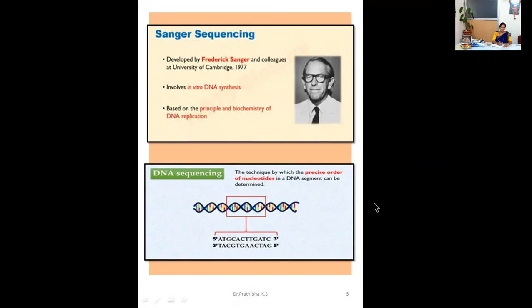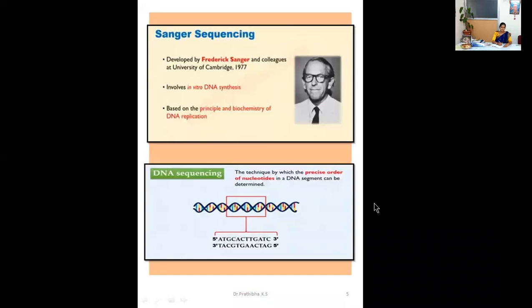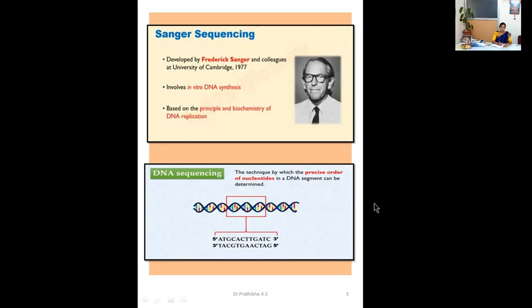Now let us go through some more details about Frederick Sanger sequencing. Sanger and co-workers in the year 1977 at the University of Cambridge invented a new method for DNA sequencing through enzymatic polymerization, so it can also be known as enzymatic DNA sequencing. It basically revolutionized DNA sequencing technology. This is the most popular method of sequencing, called the dideoxy method, or Sanger's method, named after its inventor Frederick Sanger, who was awarded the Nobel Prize in Chemistry for his achievement.